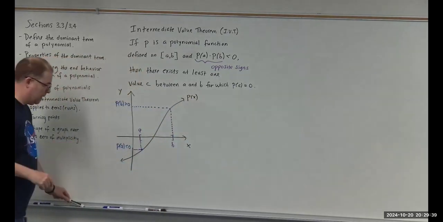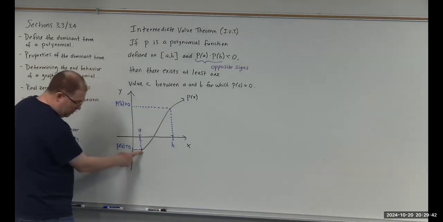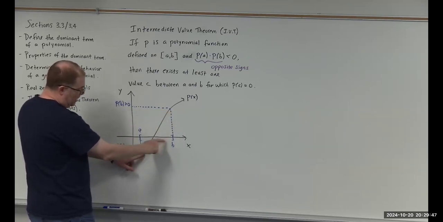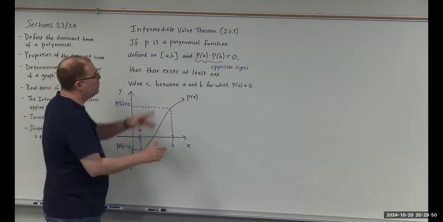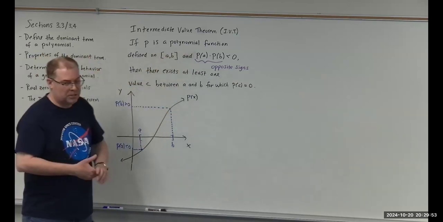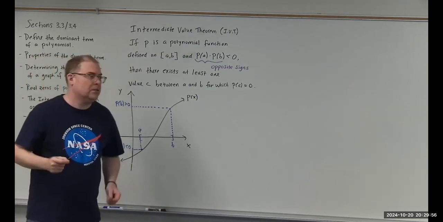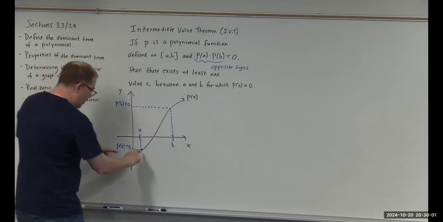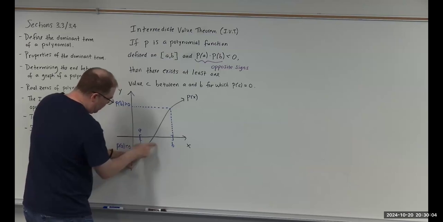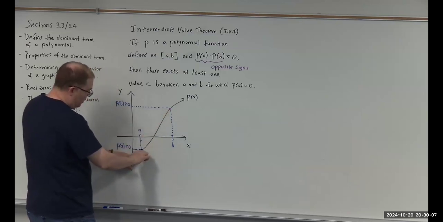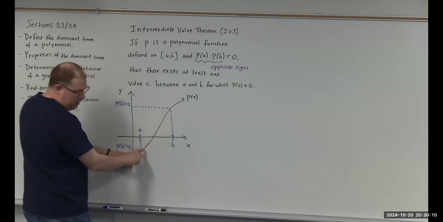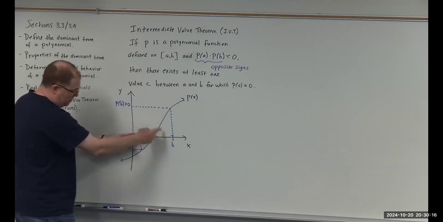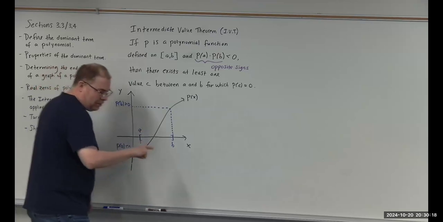So what this theorem is saying is if we start down here and we go up here, that means it has to cross somewhere between A and B. One of the nice things about polynomial functions is that they're continuous, which means you can draw the graph without lifting your pen or pencil from the paper. Think of this as your starting point and your endpoint here. The only way you could get from here to here is to cut the x-axis somewhere.